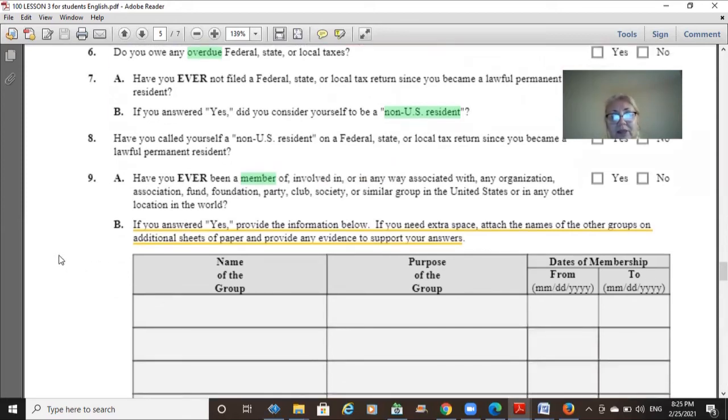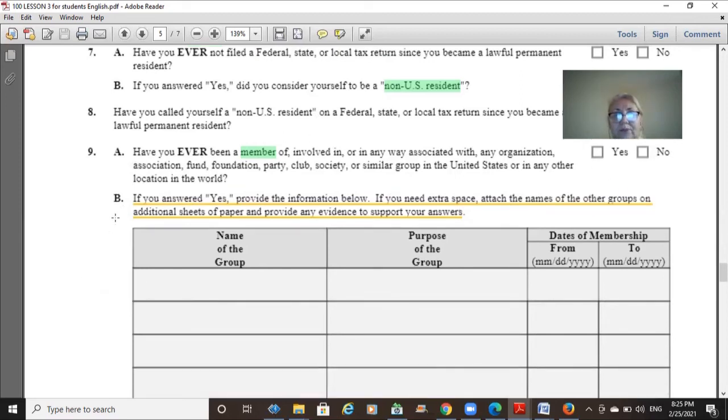Question number 9, have you ever been a member of, involved in, or in any way associated with any organization, association, fund, foundation, party, club, society, or similar group in the United States or in any other location in the world? So to answer this question, you need to think of all of your life. Have you ever been a member of any organization here in the United States or in any other country in the world? So yes or no.